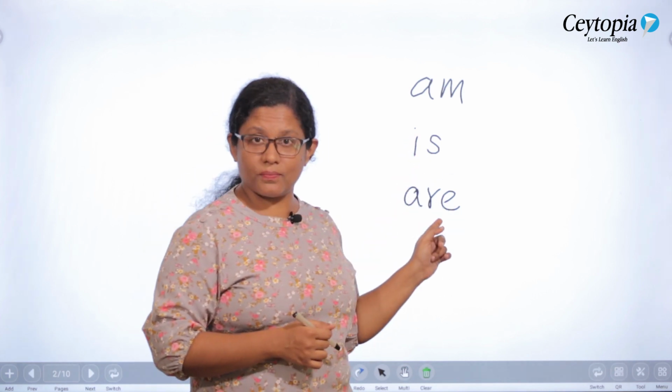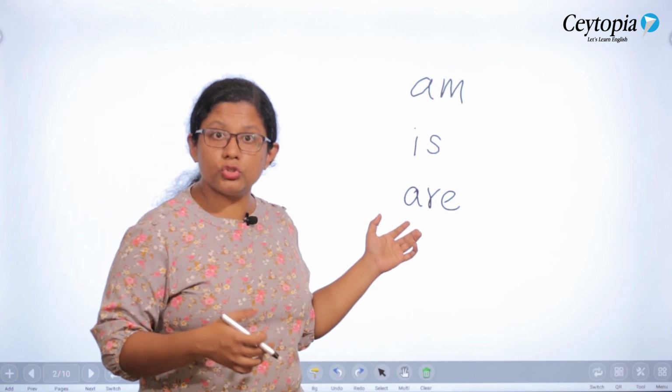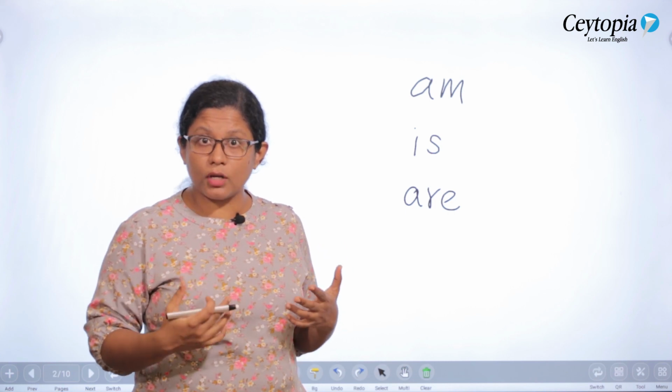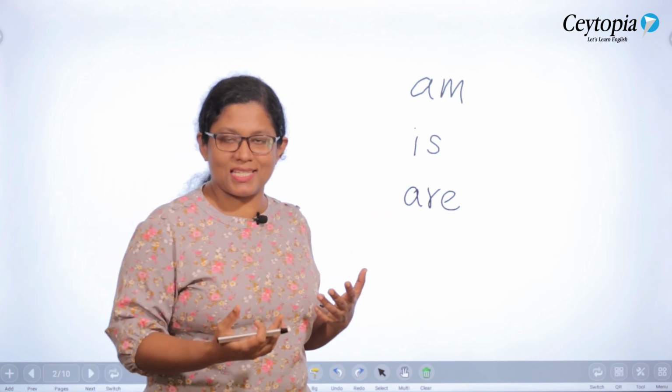Am, is, are. They are very commonly used in your daily conversations. They are used to talk about the present time, about today, about now. We will first have a look at the way we should use them in sentences.